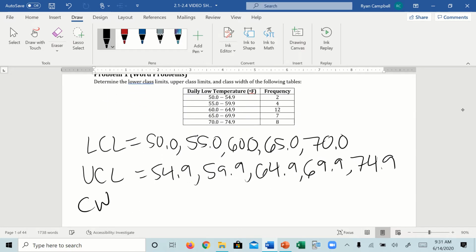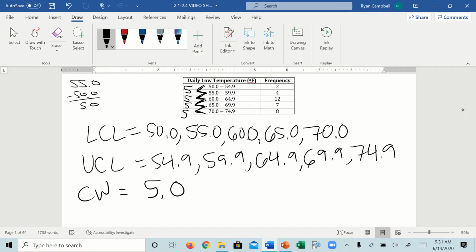If we look at the class width, so between these 2 lower class limits, how many numbers are there? So we can do 55.0 minus 50.0 and we get 5.0. What about between these 2? Again, 60 minus 55 is 5. What about between these 2? 65 minus 60 is 5. 70 minus 65 is 5. What do you notice about this? The class width is always the same. Good, and that is always the case. This is kind of how we have our scale, right? It's using the class width.